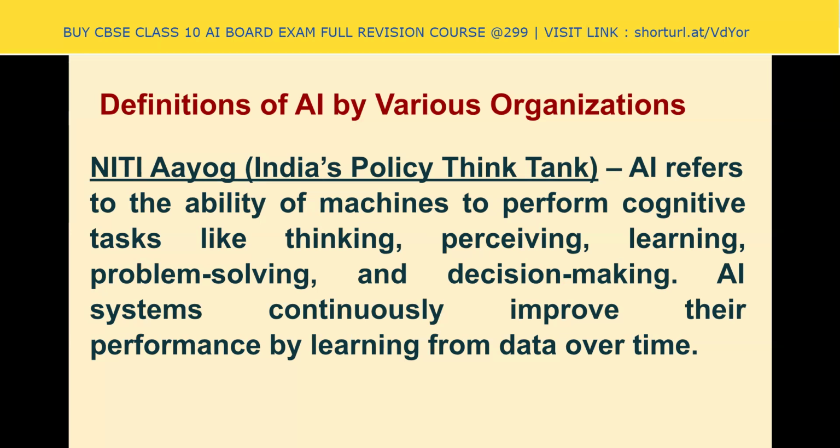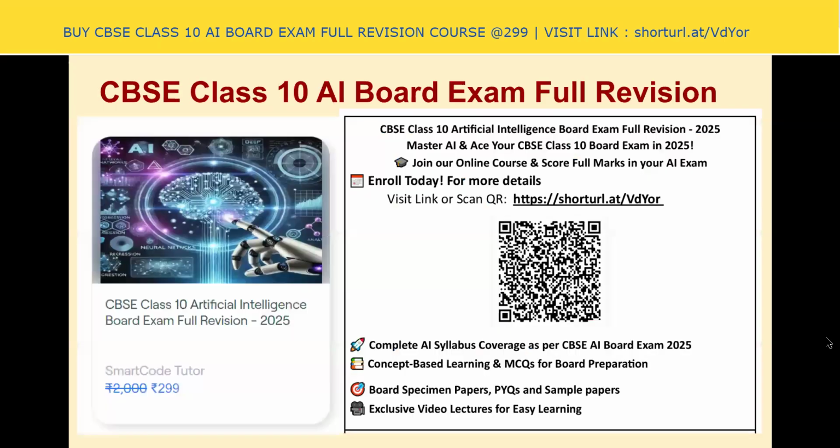So what it's saying is that cognitive tasks, the tasks which are done by the human brain, like thinking, perceiving, learning, these are the capabilities of the human brain. AI can also improve by learning from data, like what we learn from experiences or by getting more information, we can take better decisions. So this is what they think. If the machine is capable of doing this, we can say this is the artificial intelligence which can be given to the machine.